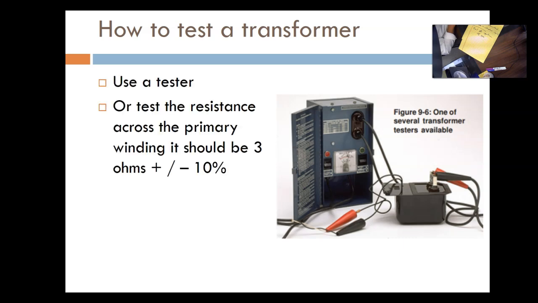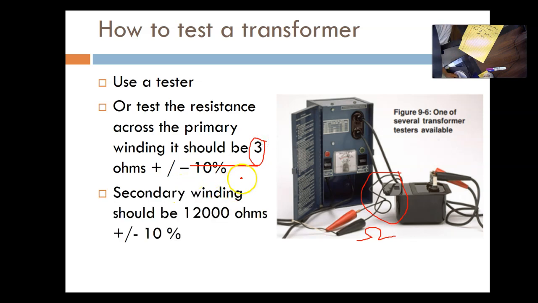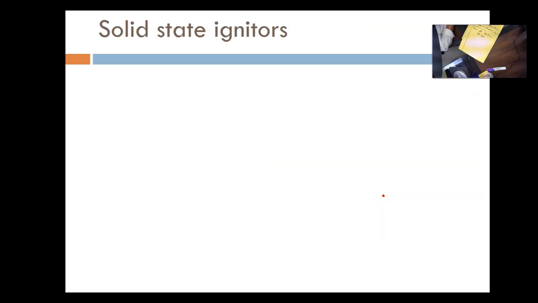You can also test the resistance between the primary and the secondary winding. First, unplug it. Then you test the primary. This is the primary. You're going to test the resistance for the primary, and it should be 3 ohms. So it's very small. Plus or minus 10% is okay. Then you can test the secondary, and it should be 12,000 ohms. And again, make sure it's unplugged, otherwise you're going to have an issue.